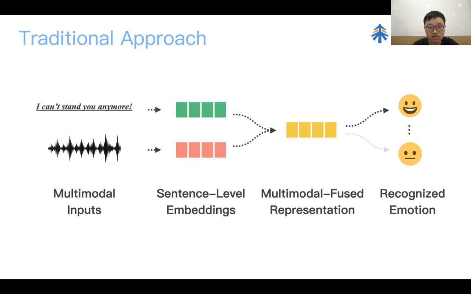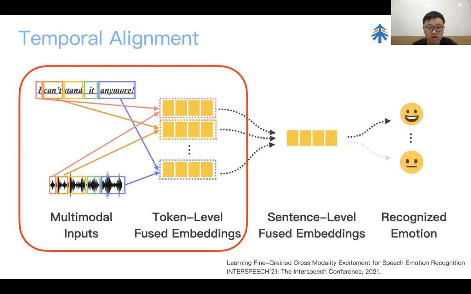The traditional approach to such multimodal tasks usually falls into the late fusion paradigm. As you can see, we first get a transcription from the audio signal, then we extract sentence-level embeddings from both linguistic and acoustic information respectively. Once we get these embeddings, we directly apply a fusion technique, for example concatenation, to get the fused representation and use it for emotion prediction. This approach is simple and effective. However, we would like to make it better.